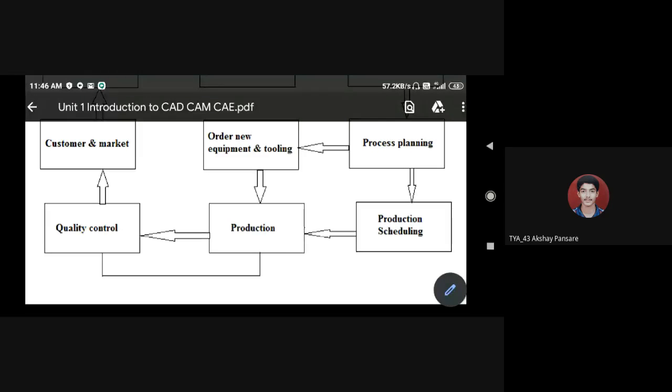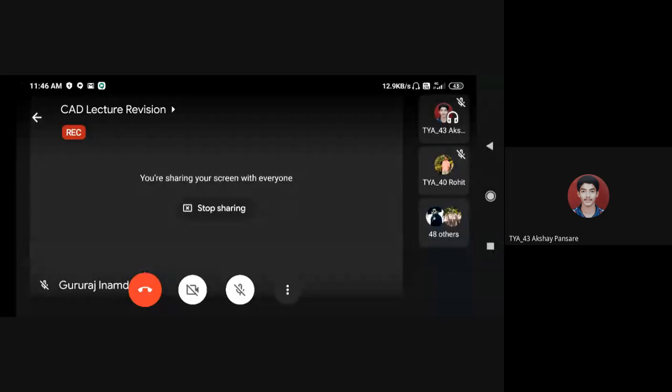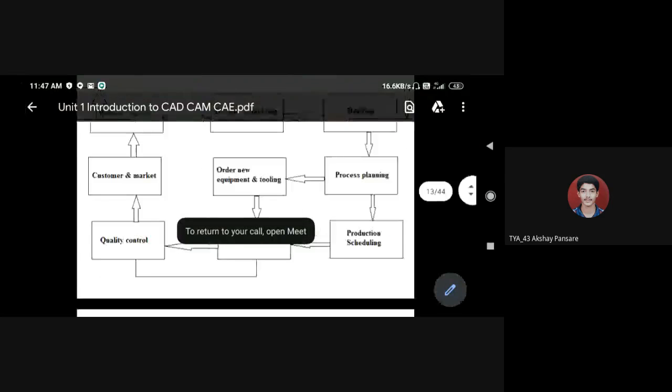Now considering different engineering products, quality control is required: quality control measurement, analysis, accuracy, efficiency. So quality control is the next part after production.